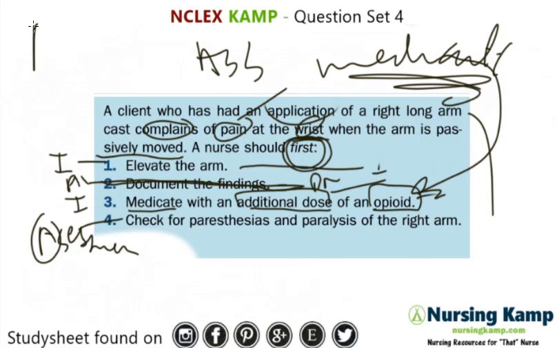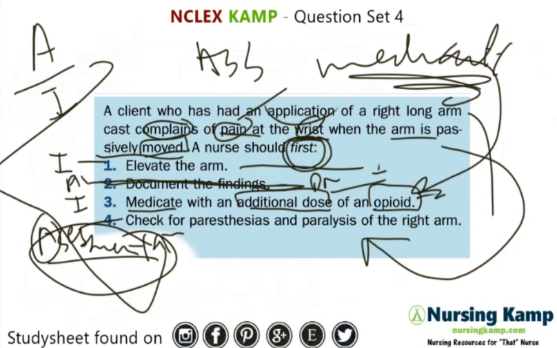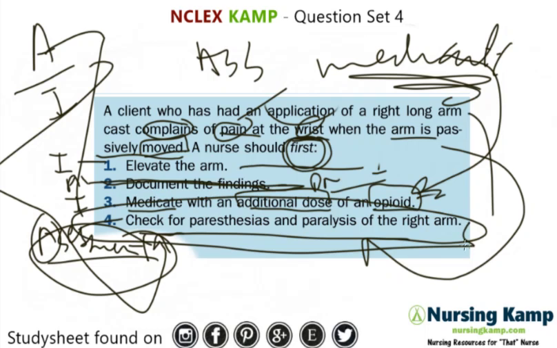Well, nursing process states that we assess before we implement. So let's look at it. Check for paresthesia, paralysis of the right arm. Interesting. Is the patient in acute distress? That's the first question. Well, they complain of pain with the arm moving. Okay, they need assessment. I need to figure out what's going on with this arm. So assessment is a priority action, and it's the first step of the nursing process. And that makes it the credited answer. Okay, nurses, next question.